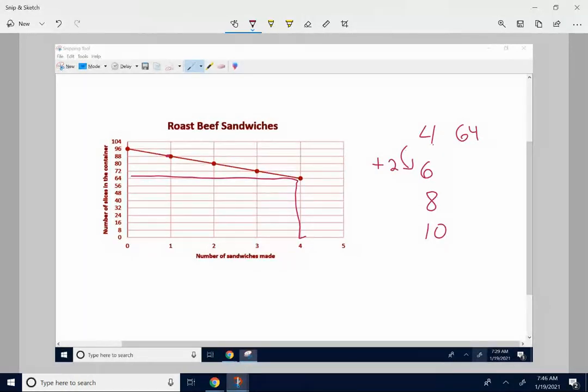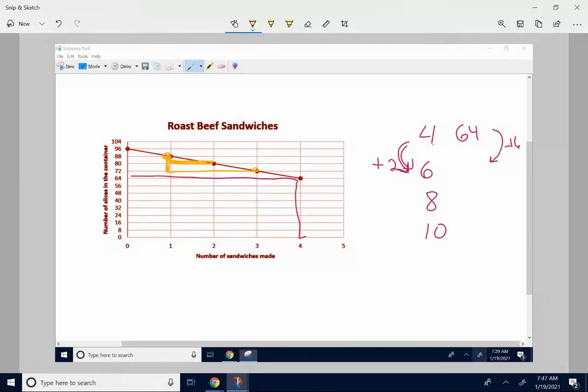So you don't want to take away 8, take away 8, take away 8, take away 8. If you're adding 2 sandwiches, you want to take away 16 slices. It's kind of this idea. The slope between 2 points would be going down 8 per sandwich, but the slope between these 2 points would be going down 16 over 2. So if you're losing 8 slices per sandwich, you're losing 16 slices for every 2 sandwiches. So we actually have to take away 16s to do that problem.